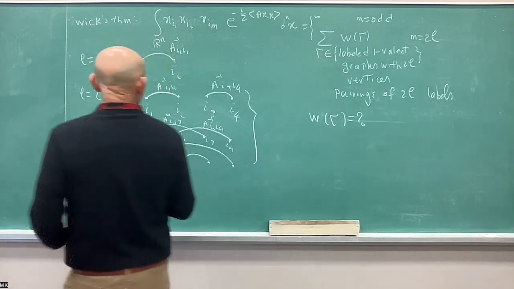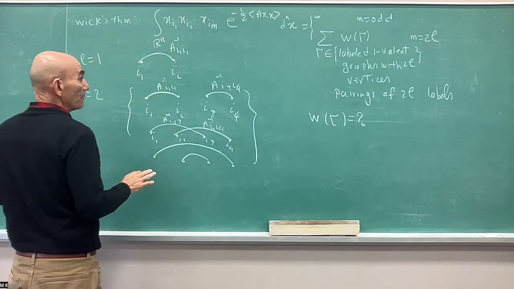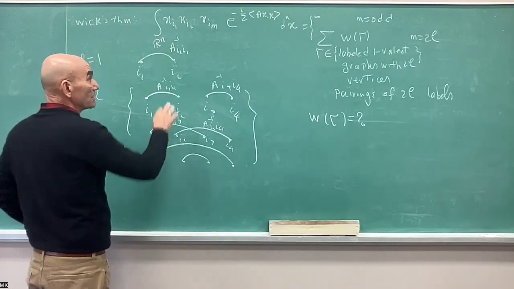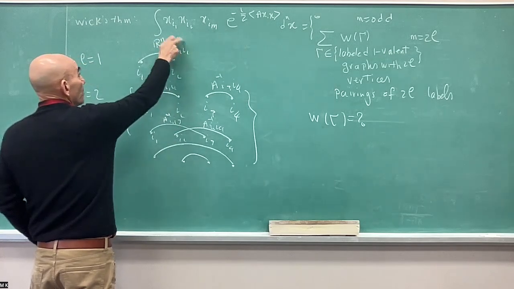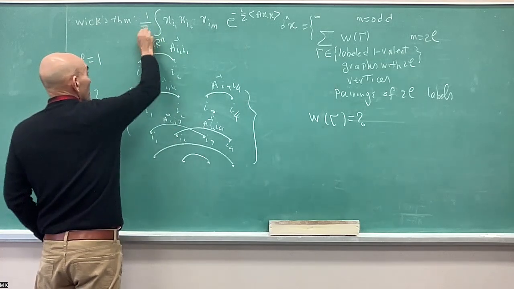Okay, so now we have to be careful. I did not divide here. I have to divide by this, so 1 over z0 again.